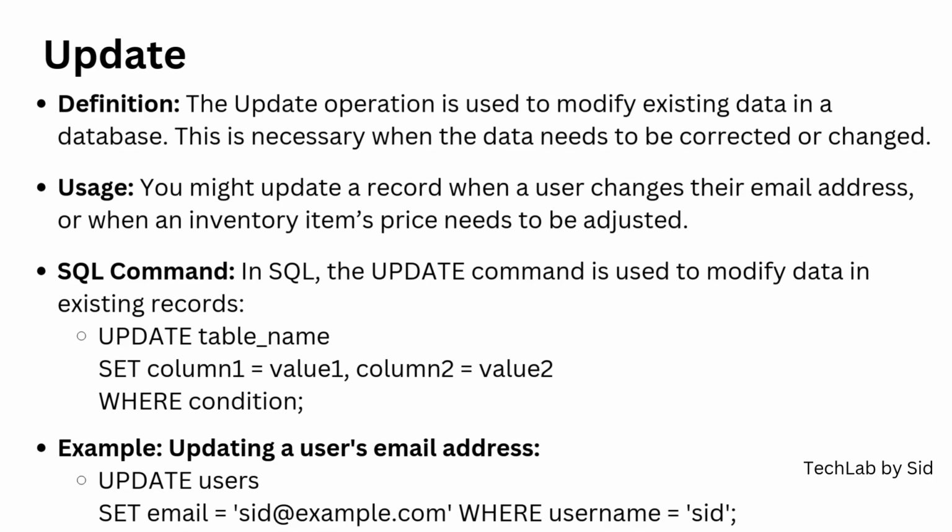In SQL, the update operation is performed using the UPDATE command. This command allows you to change specific values in existing records by specifying the table name, the columns to update, and the new values. For instance, if you need to update a user's email address, you can use the following SQL query: UPDATE users SET email = 'sid@example.com' WHERE username = 'sid'. This will modify the email address for the user with the username sid.